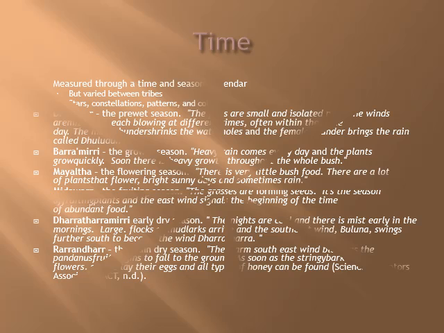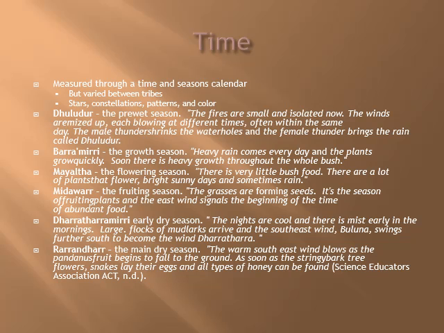Australian Aborigines measured time through seasons. They used the specific stars and constellations, patterns, and colors that they had vast knowledge of. They devised a complex calendar according to these. This was essential to survival. It depicted their diets and lifestyles.